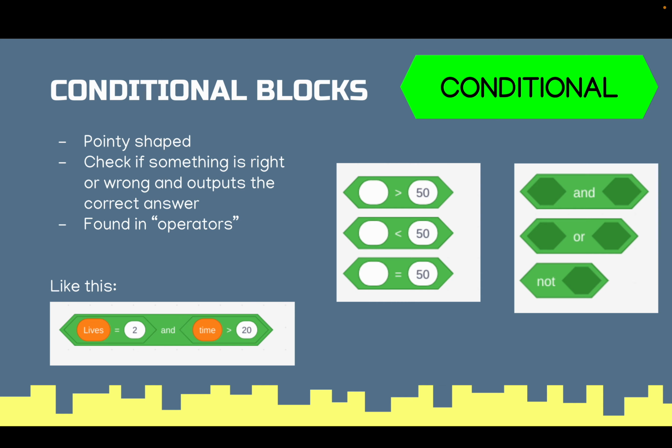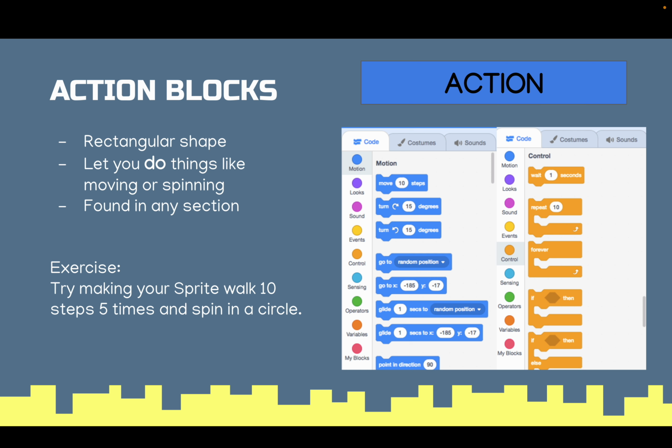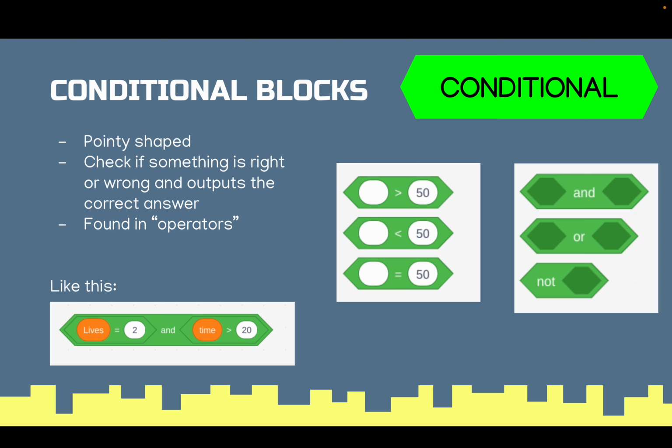You can find these in operators. What I mean by operators is the operators section. If you look at my image here, you'll see a green circle with operators under it. If you click on that, that is where you can find some conditional blocks. You'll also notice that the circle is green and all of these blocks are green. It makes it a little easier for you to find your blocks and what section they are in.